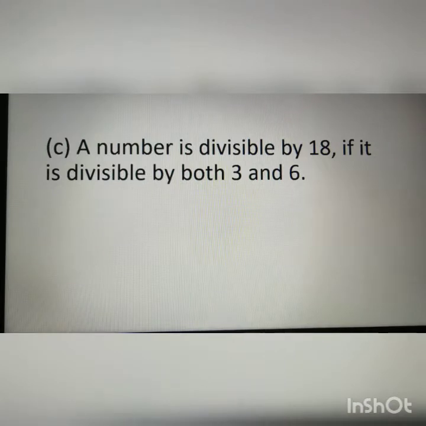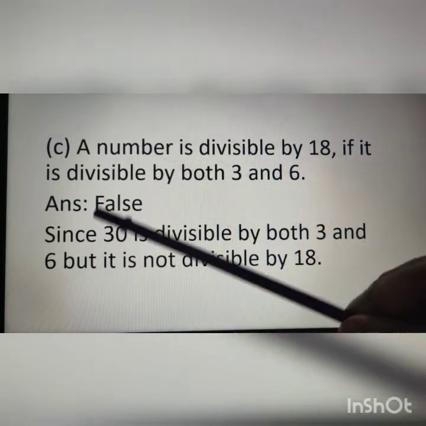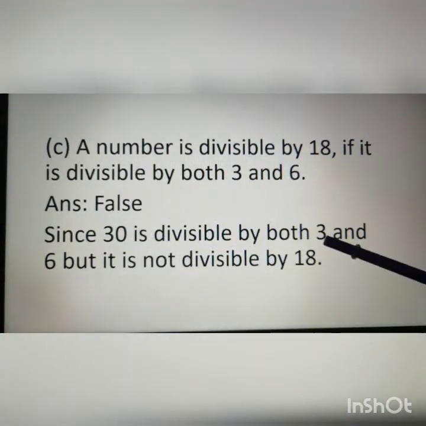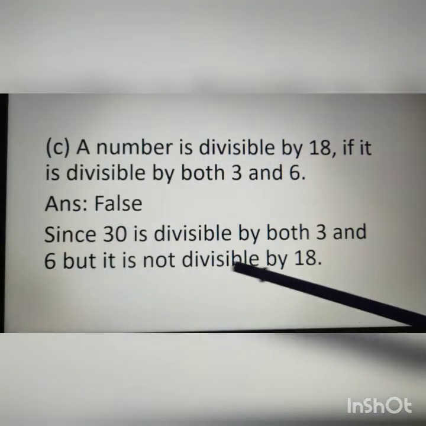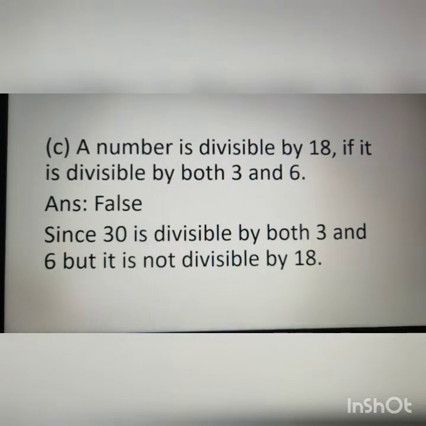Question C: A number is divisible by 18 if it is divisible by both 3 and 6. Answer is false. One reason, 30 is divisible by both 3 and 6, but it is not divisible by 18.